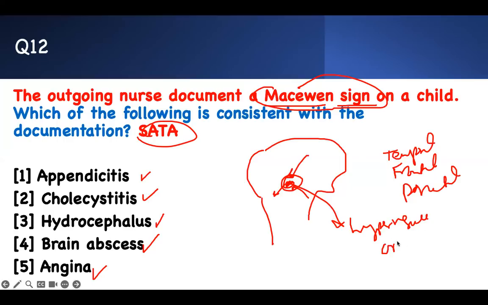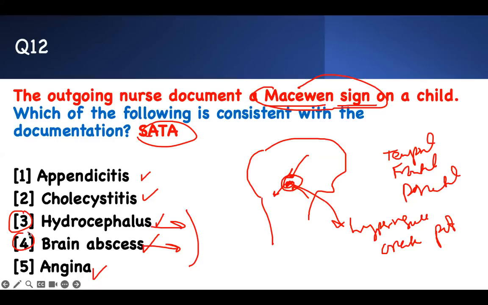Hyper-resonance sound or cracked-pot sound. When you hear that, the patient has either hydrocephalus or brain abscess. This is an exam you should be familiar with. It's a bonus question, but if you get it, good. Macewen sign is used to diagnose hydrocephalus. That means too much fluid: the ventricles are big, made up of fluid, and your head is bigger.